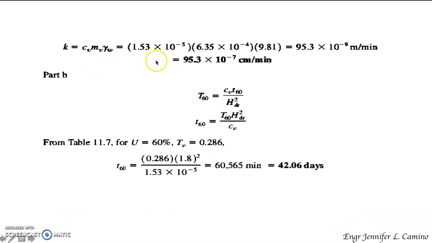And for our k, substitute the given values. So it gives us 95.3 times 10 to the negative 7 centimeter per minute. And our time factor at 60%, we have this equation. From table 11.7, when U is 60%, our time factor is 0.286. So we simply substitute the time factor into this equation. For 60% degree of consolidation, it gives us 60,565 minutes or 42.06 days.